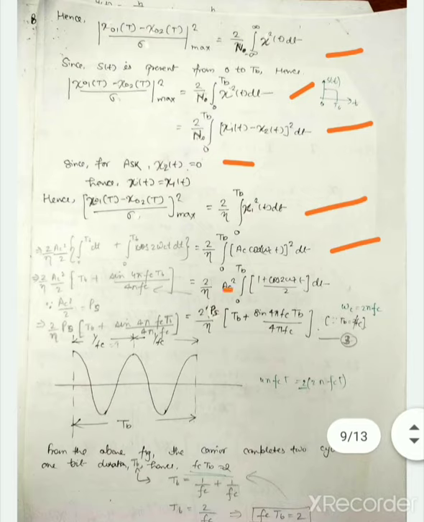Here you can see Ac squared, and we have opened cos squared omega_c t by the formula of cos 2 theta. We know that cos 2 theta is equal to 2 cos squared theta minus 1. So cos squared theta will be equal to 1 plus cos 2 theta by 2. The same concept has been used here, that is 1 plus cos 2 omega_c t divided by 2.